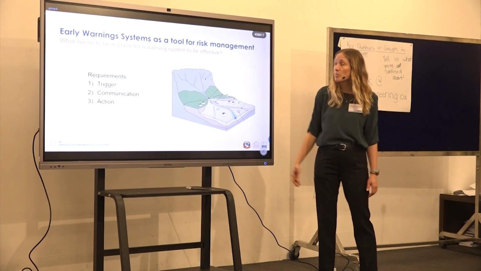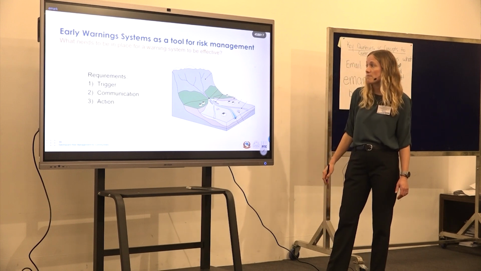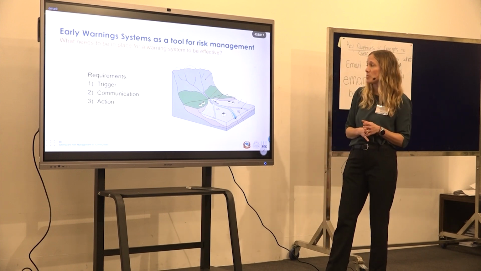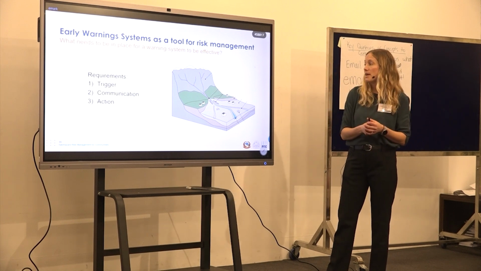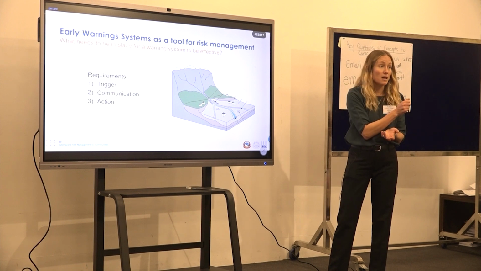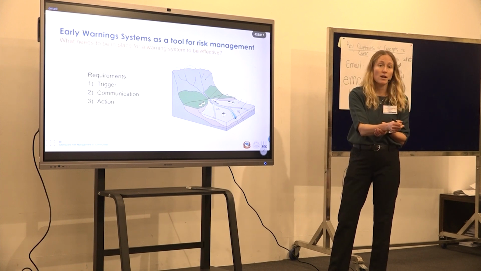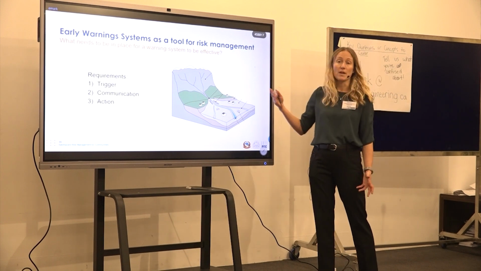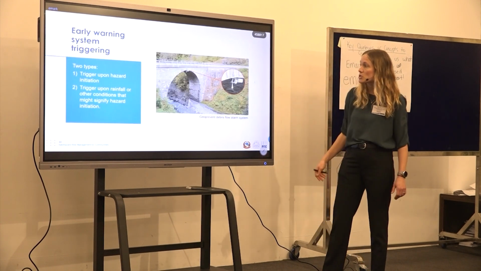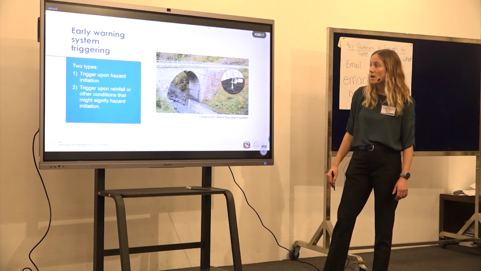And then what needs to be in place for an early warning system to be effective? There are 3 things that need to be in place. There needs to be a way to trigger the early warning system. There needs to be a way to communicate once the early warning system is triggered. And then there needs to be a clear action that can be taken that actually reduces the risk. So let's chat a bit about the different trigger types.